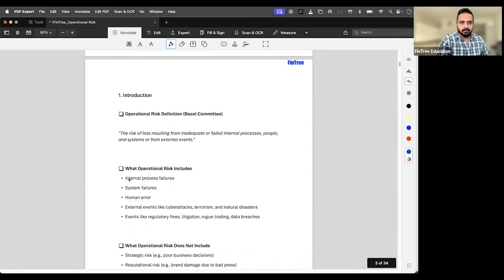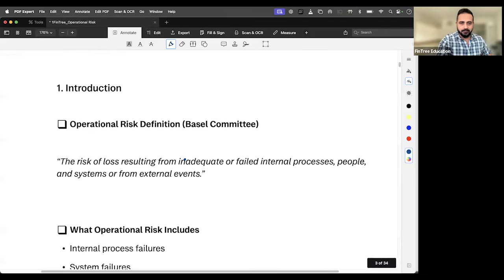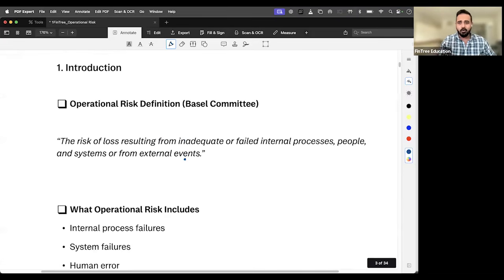Now let us start with a basic introduction. First, what is an operational risk? How do you define this? There are multiple definitions given in the GARP curriculum, but we focus on the Basel Committee definition. It is a risk of loss resulting from inadequate or failed internal processes, people, or systems. So either it is internal, something going wrong with process, people, or system, or it can also arise from an external event. So both of these elements are captured in the definition.